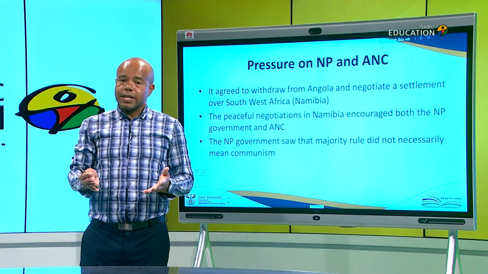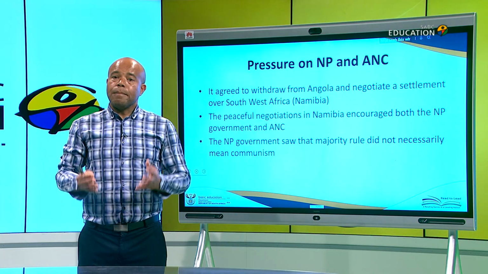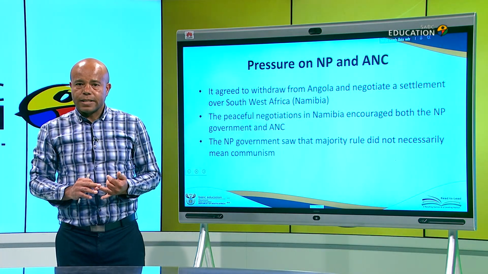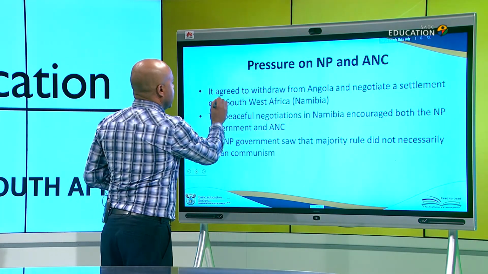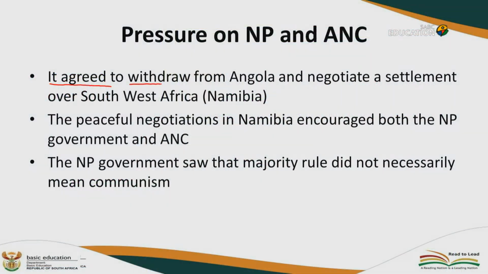Because at this point in time, the ANC financially had no support, because their major role player that supported them with armaments and with finances could no longer sustain them. Then it agreed to withdraw from Angola. Who agreed to withdraw from Angola? The South African Defence Force. And they started to negotiate a settlement over Southwest Africa.